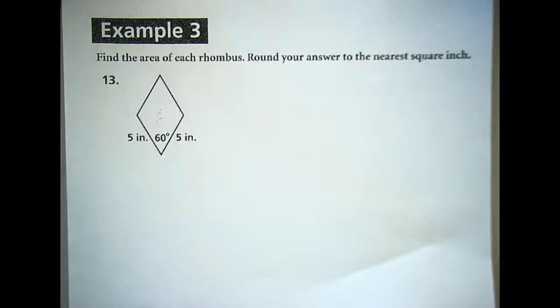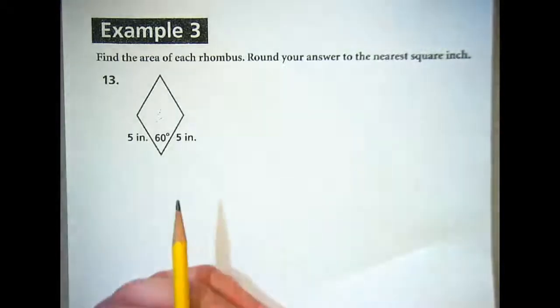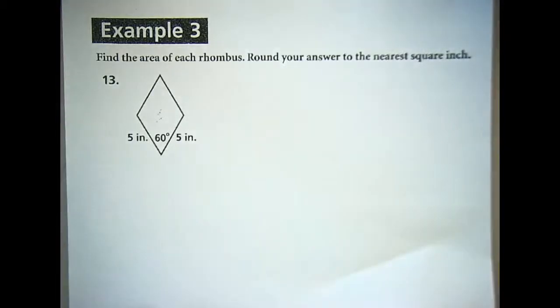Okay, example 3, number 13. This is 5-4, right? Special right triangles. A rhombus is a special type of what? Special quadrilateral, even more special. Yes, a rhombus is a parallelogram.